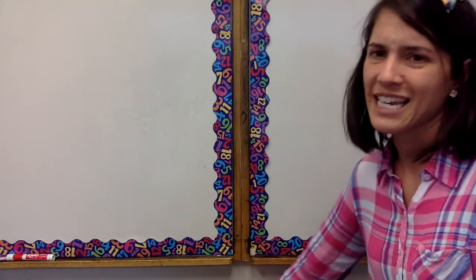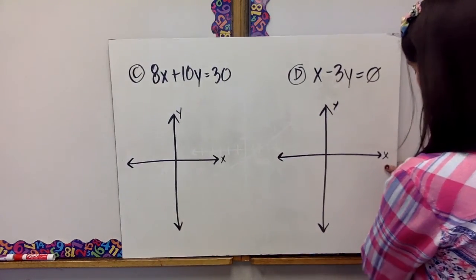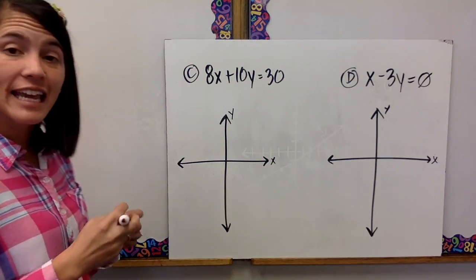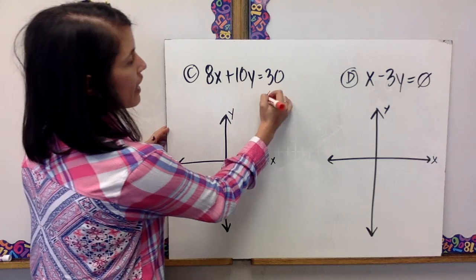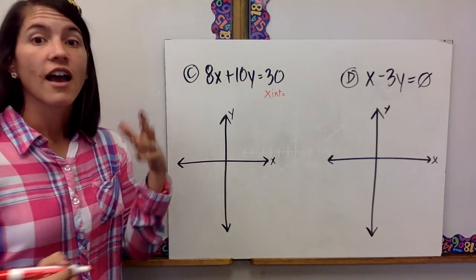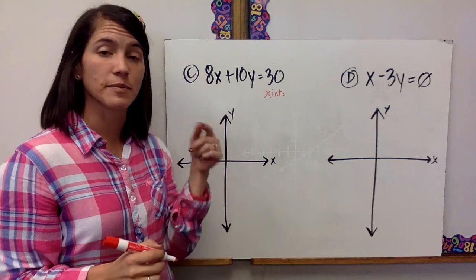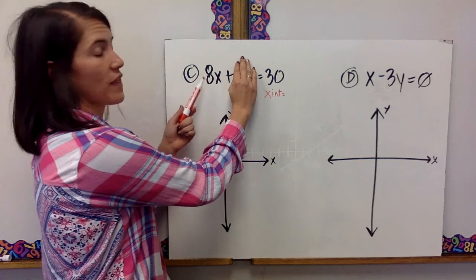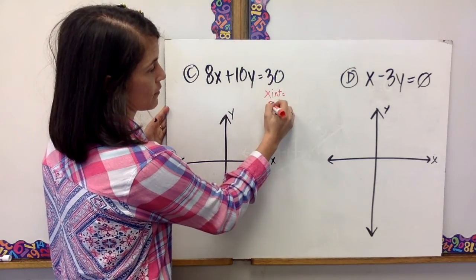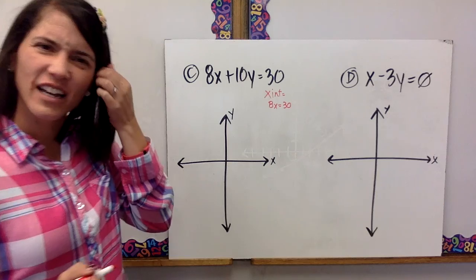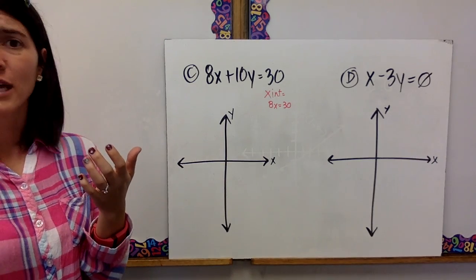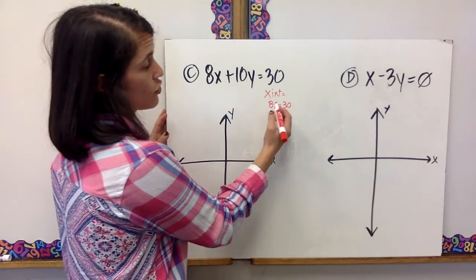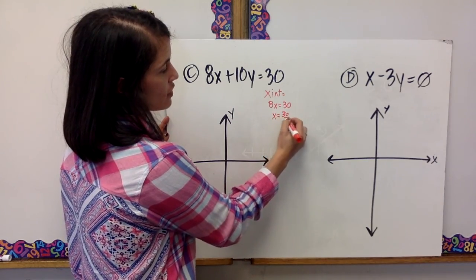Okay, I think you have a C and D. All right, so for C, we're going to do the same thing. My x-intercept. To find the x-intercept, you substitute 0 in for y. 10 times y is 0, so this is going to go away, and I'm left with 8x equals 30. Well, that's not going to come out really nice and pretty because 8 doesn't go into 30 evenly, and it's okay. You're going to divide by 8 on both sides, and you get 30 divided by 8.